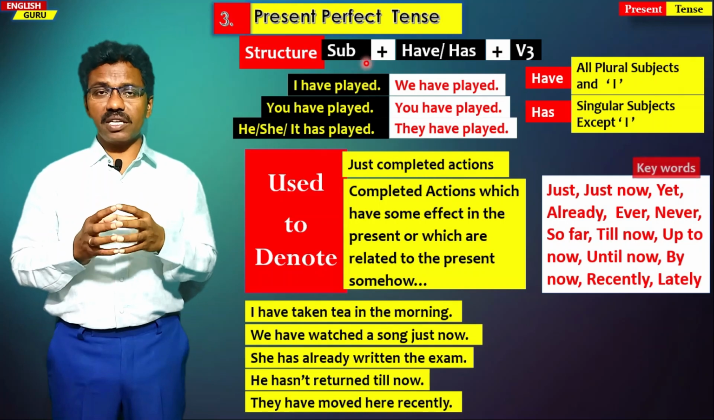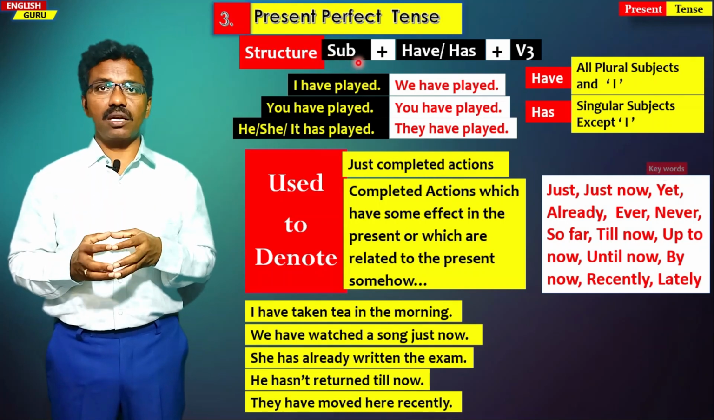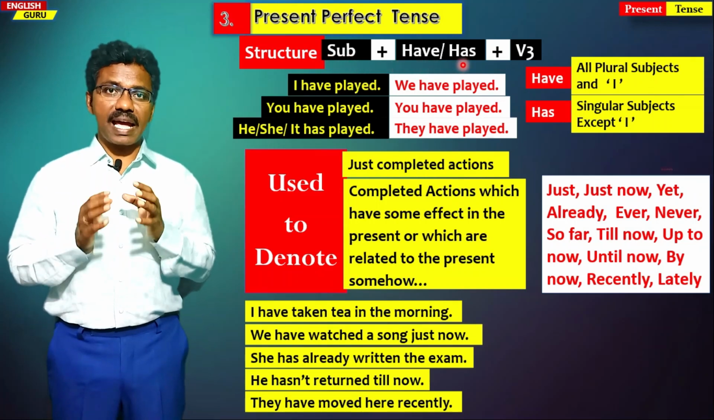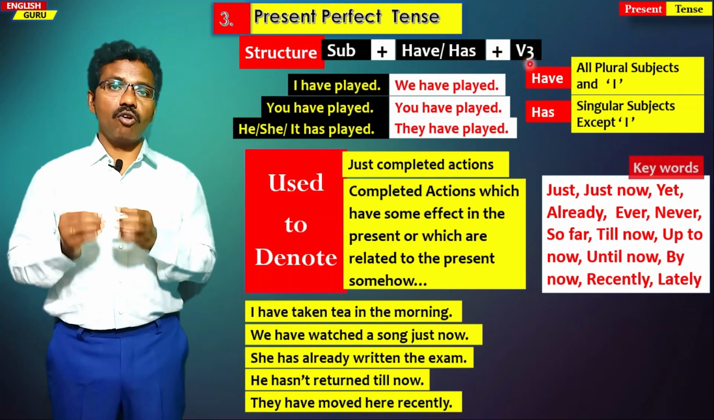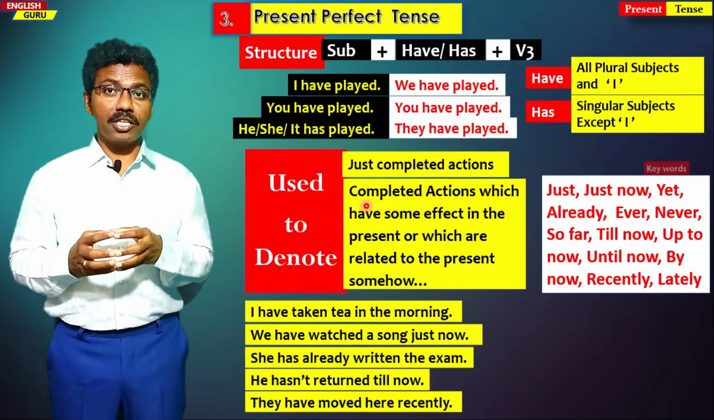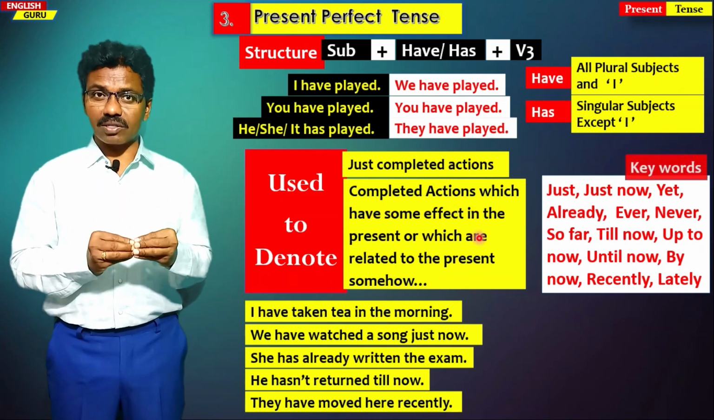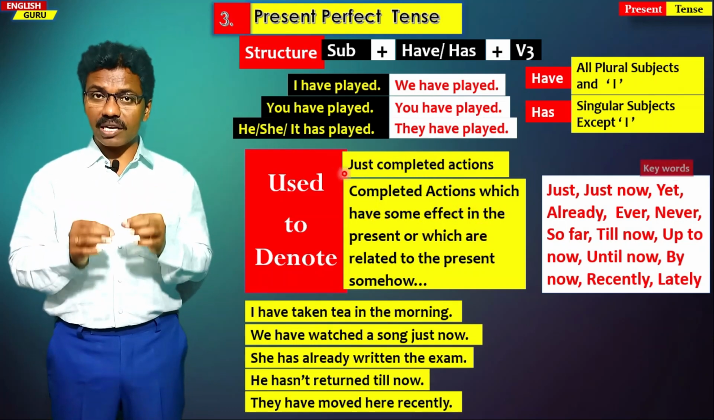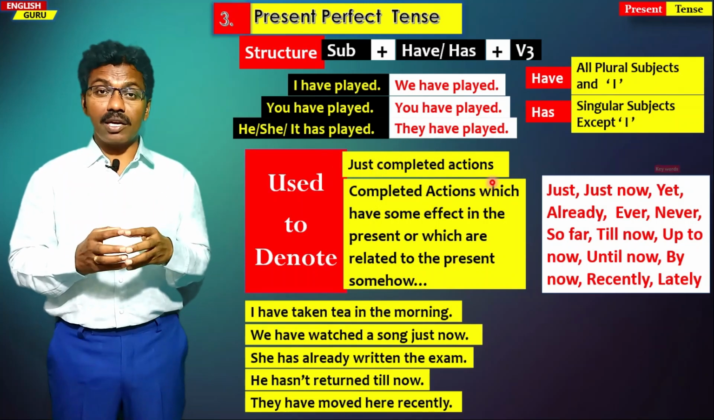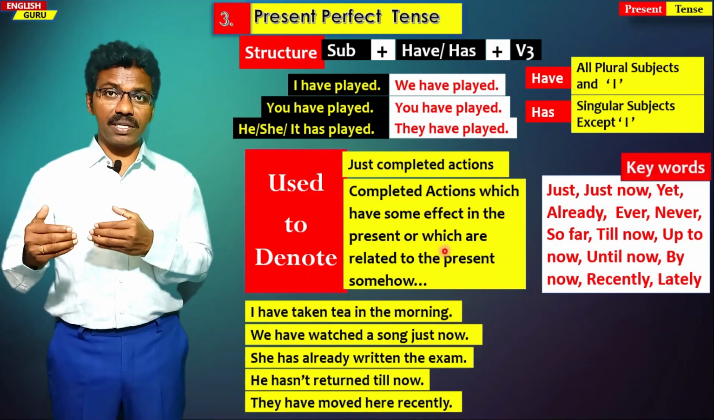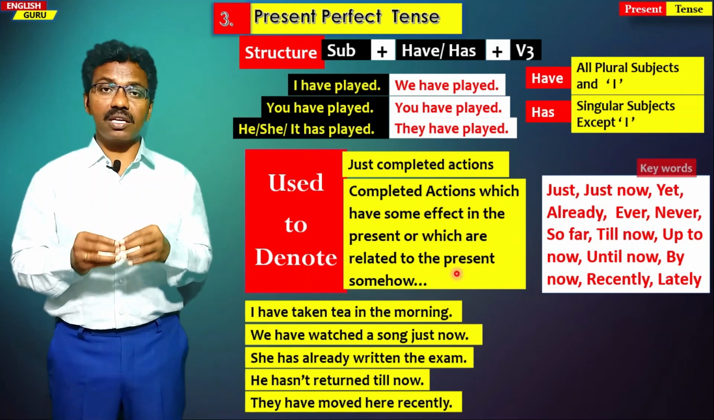The structure of a sentence in present perfect tense is subject plus have or has plus verb 3, and it is used for all the completed actions in the near past, which means the actions that are completed just now. And not only that, the actions which are completed which have the effect in the present.